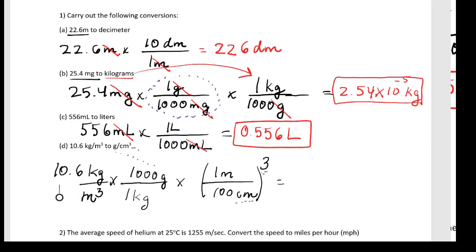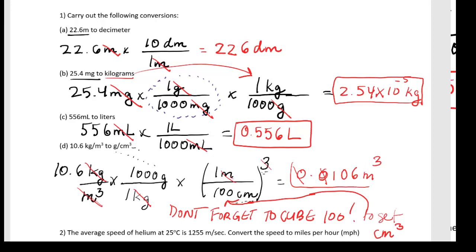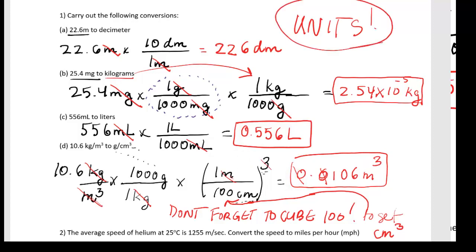Kilograms cancel. Grams is left at the numerator. Meters cubed cancels out with meters cubed. Don't forget to cube the centimeters. Finally, units. Do not just put the number in, put the number with the units anytime that you have the possibility to. A number is meaningless without units.